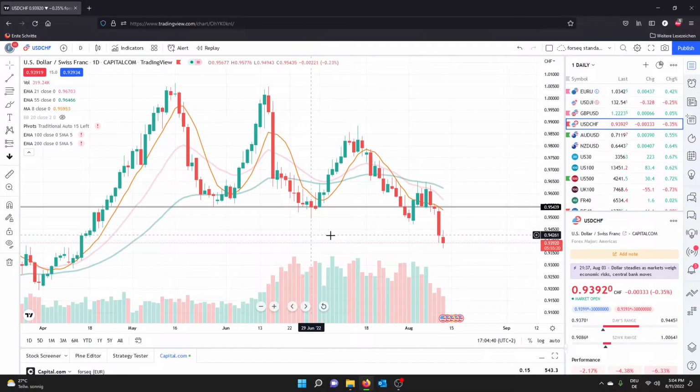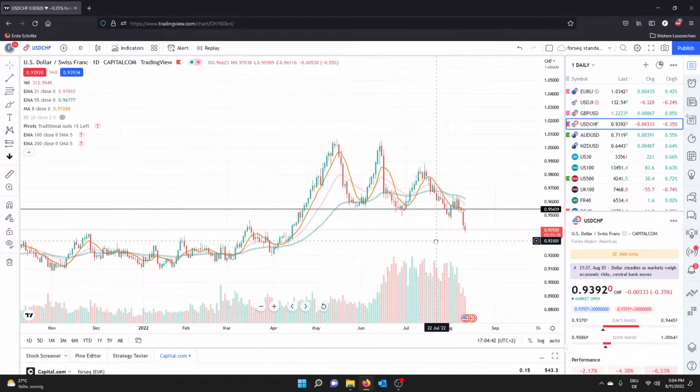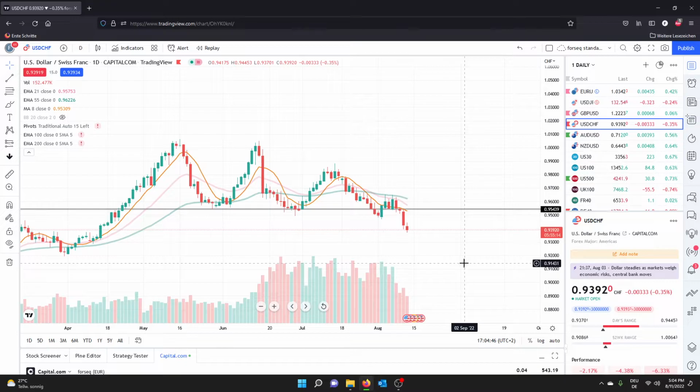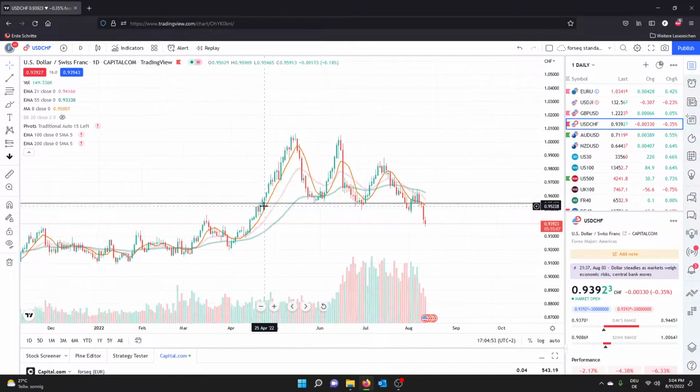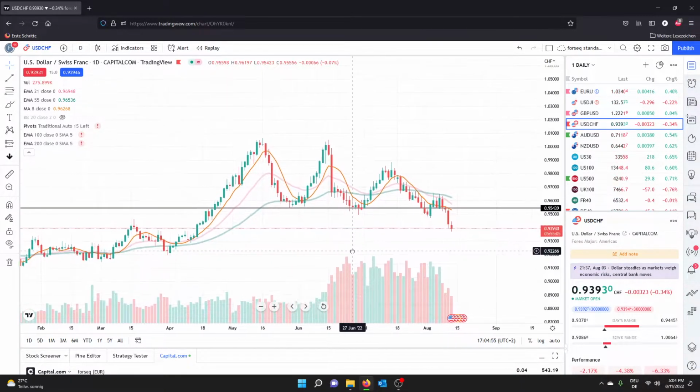USDCHF, yeah, I talked about this in the last video. I think I made a video yesterday about this chart here. I really liked what I saw, and I still like what I'm seeing. You know, let me explain.